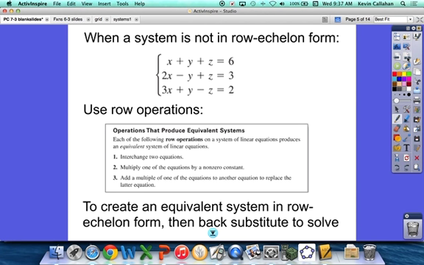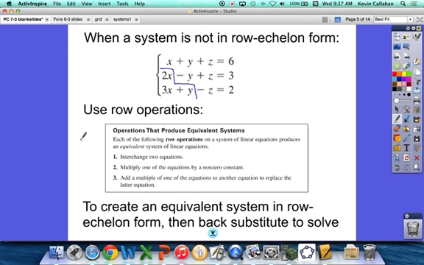So this is not row echelon form, because if it was, it would have zeros here, so that you could solve the last one for z and then back substitute to solve. Once you've got it in that form, then that's how you solve it. So do row operations to put it in row echelon form, and then solve it like we just did.